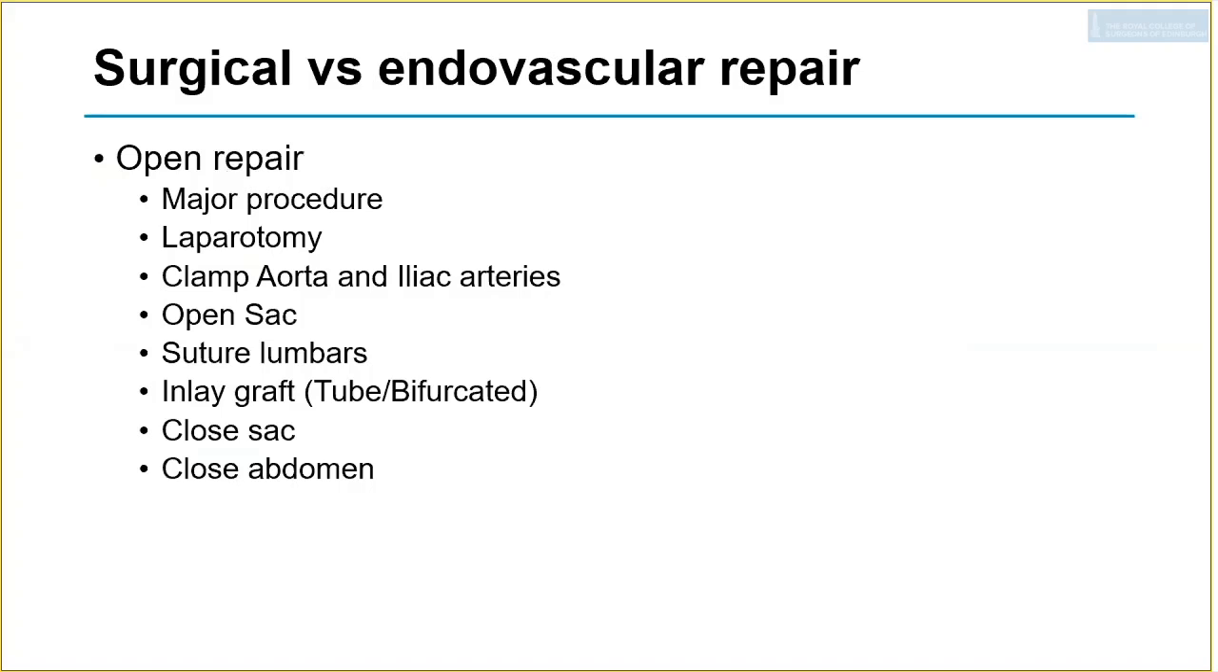Open repair is a major procedure requiring a general anesthetic, a laparotomy, cross-clamping the aorta and iliac arteries. Clamping and declamping the aorta is probably the most critical part of the operation, and perhaps the most dangerous part of the operation to the patient, because any change in hemodynamics can put increased strain on the heart. And this clamping and unclamping is the most critical part of the operation. You open the sac, deal with the lumbars, insert the tube graft or bifurcated graft, close the sac, close the abdomen. Hopefully that'll be it, but it's not as simple as that.